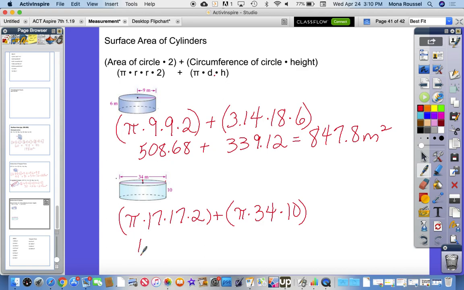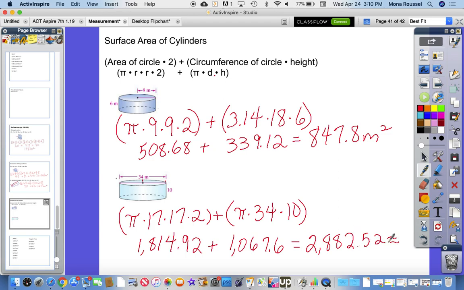Now we multiply all that. Remember that we're going to keep what's on our calculator until we get to the final answer, which we will then round to the nearest tenth. So this equals 2,882.5200, and we will round that to 2,882.5 square meters.